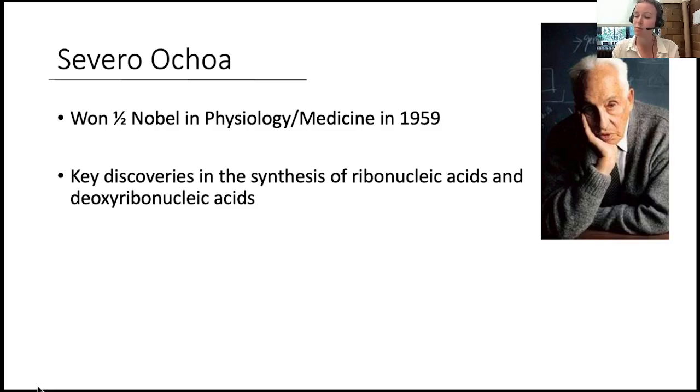Today's Meet a Scientist moment is Severo Ochoa. He won 1/2 of a Nobel Prize in Physiology and Medicine in 1959, and some of his key discoveries were the synthesis of ribonucleic acid and deoxyribonucleic acids.